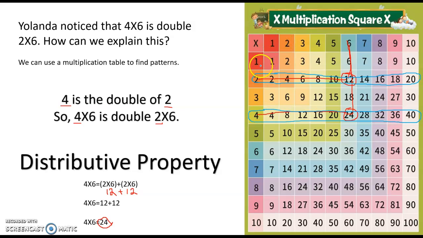So if I have 2 times 1, it's 2. If I have 4 times 1, it's 4. So 4 is double 2. What about 2 times 2? We have 4, and then 4 times 2 is 8. 8 is double 4. So you can see there are patterns on addition tables, and there are also patterns on multiplication tables.